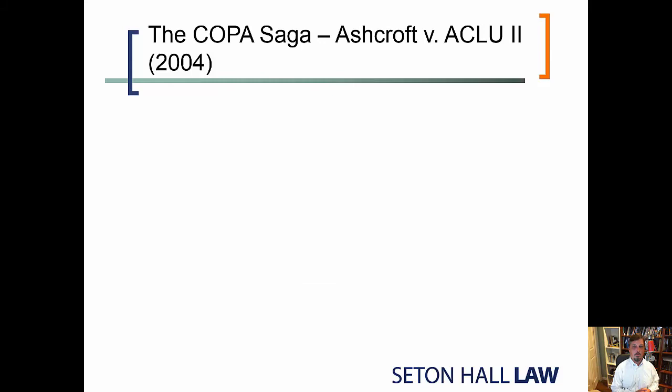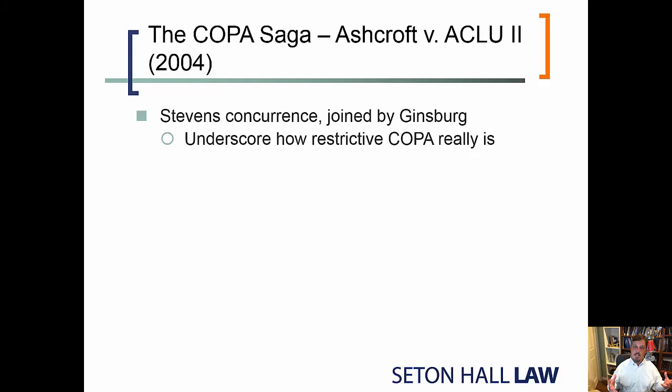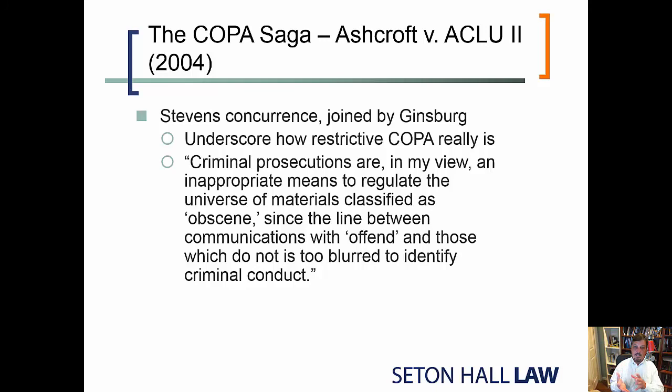There is also a concurring opinion by Justice Stevens, and Stevens is joined by Ginsburg. And Stevens writes to suggest that he believes COPPA is really extremely restrictive. Now, unlike Thomas, who thinks it's not really that restrictive, and Kennedy, who thinks, well, it's pretty restrictive, and in fact, there's a less restrictive alternative, Stevens wants to say it's extremely restrictive. And in particular, again, see Stevens's concern here. He thinks setting up a criminal prosecution for speech is just a bad idea. He really doesn't like the Miller test, if you kind of read between the lines here.